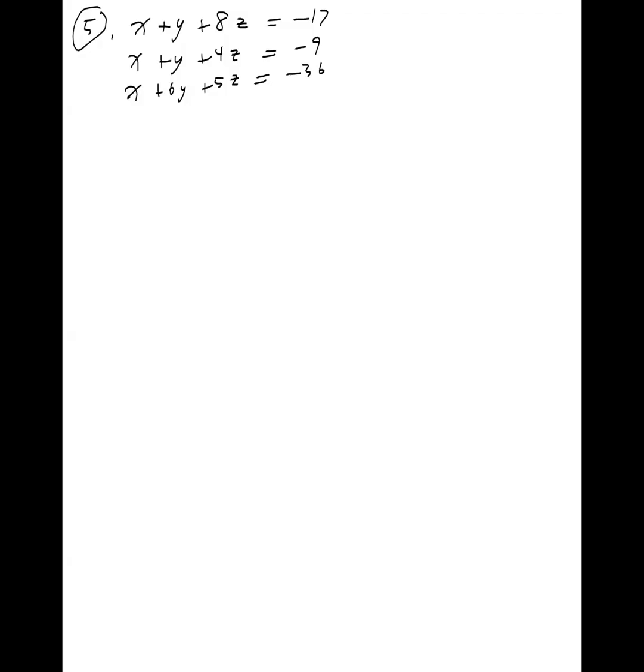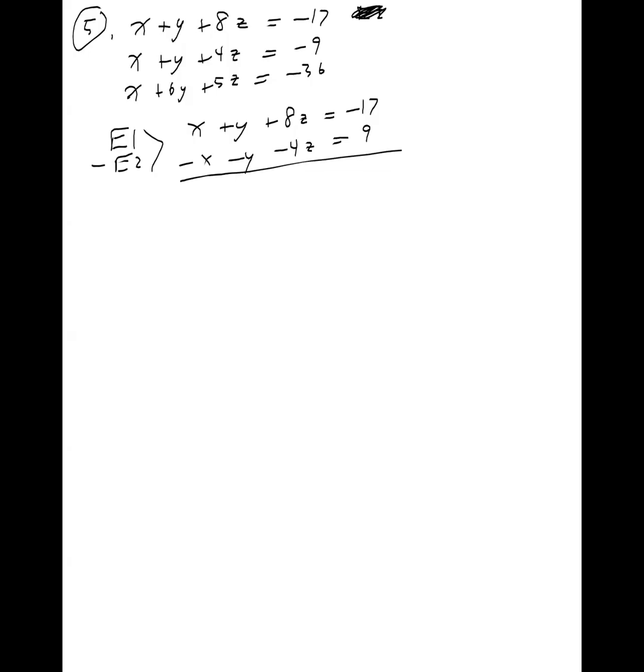We're going to take equation number 1, and we're going to subtract equation number 2 from it. So we're going to go down here and say equation number 1 minus equation number 2. So we're going to write equation number 1 down like this. Now we're going to subtract equation number 2. So it's going to be minus x minus y minus 4z equals, if you minus a negative 9, it's a positive 9. Now we're going to combine those together.